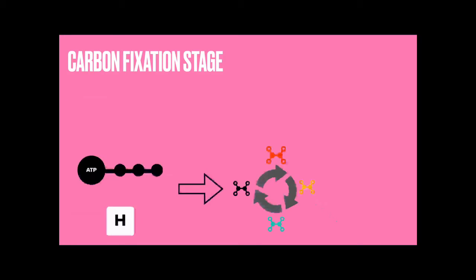So what's actually happening here? Well, first of all, remember the learning intentions, the products from stage 1 which move to stage 2. So that's our ATP, our energy from stage 1. And the H stands for the hydrogen. Where did the hydrogen come from?